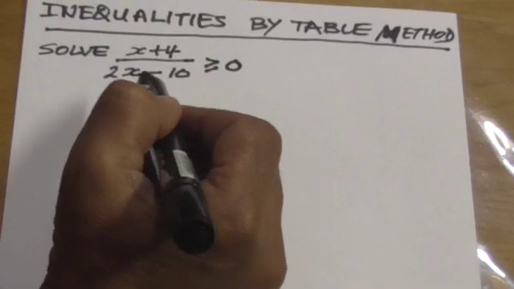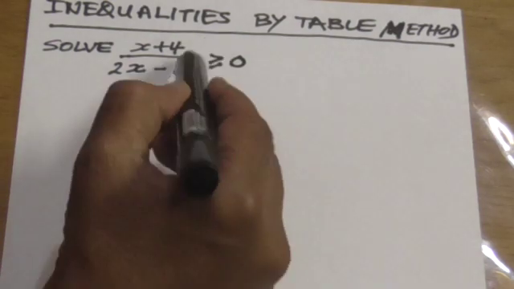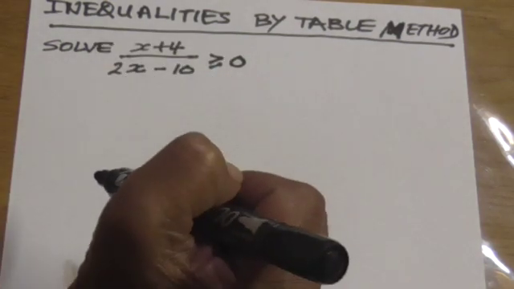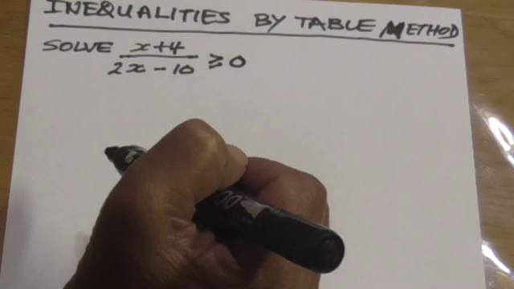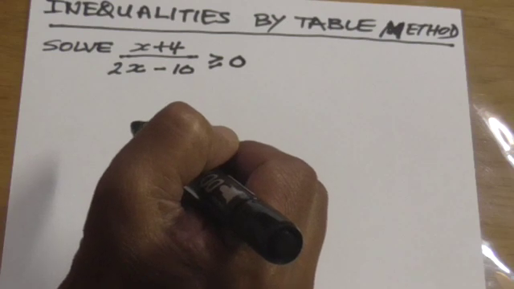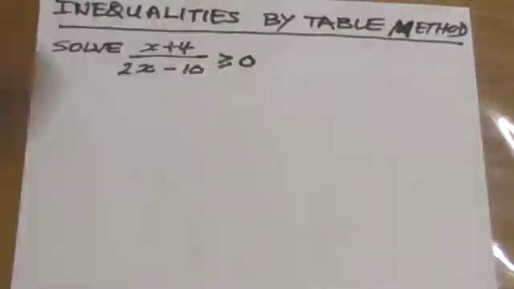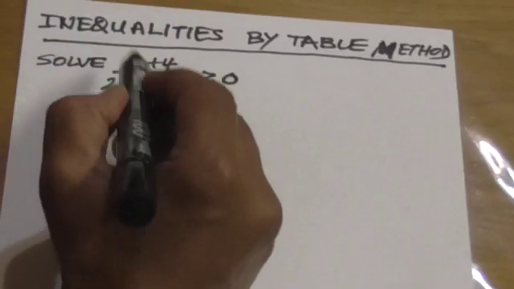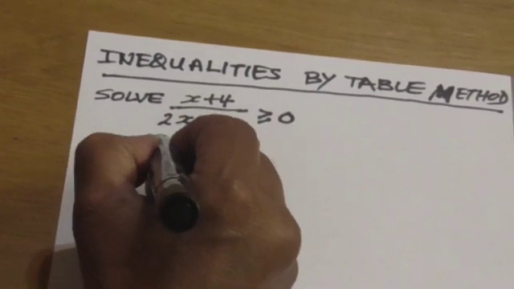Right, welcome back. We look at inequalities by the table method. Now if you look at this question, you can see clearly it's not a parabola and not even a straight line. It has a numerator and a denominator. So in order to solve this, we use what is called the table method.